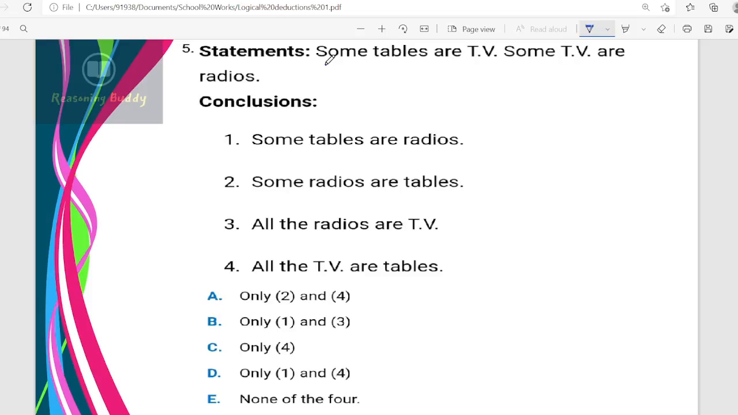So in those cases we will use Venn diagrams. So see here, some tables are TVs. Here you can see both are in some, meaning particulars. Both are in particulars, so there will be no conclusion. So go for the statement method. In the statement method, only some at the starting. So these two are absolutely wrong.